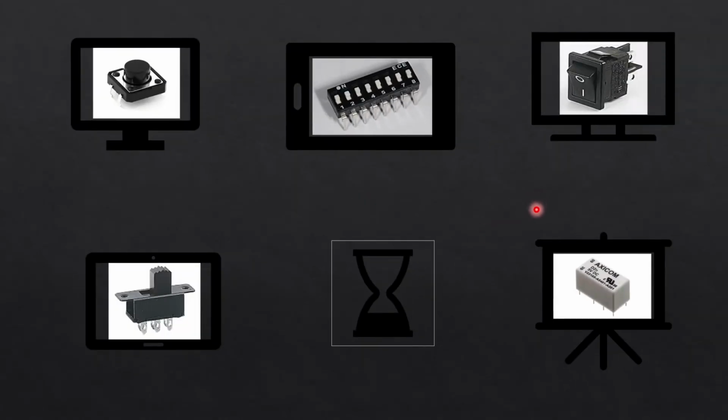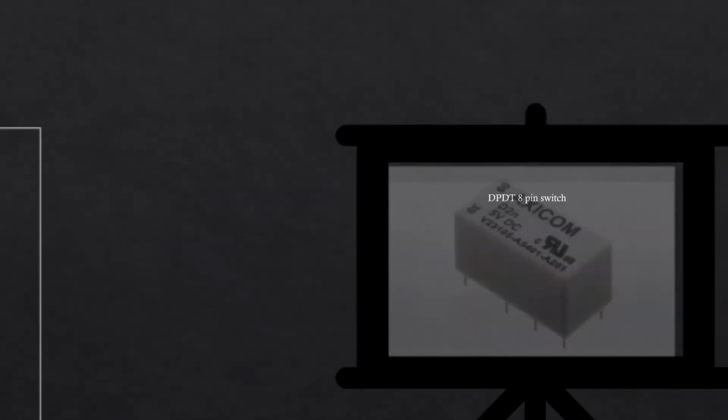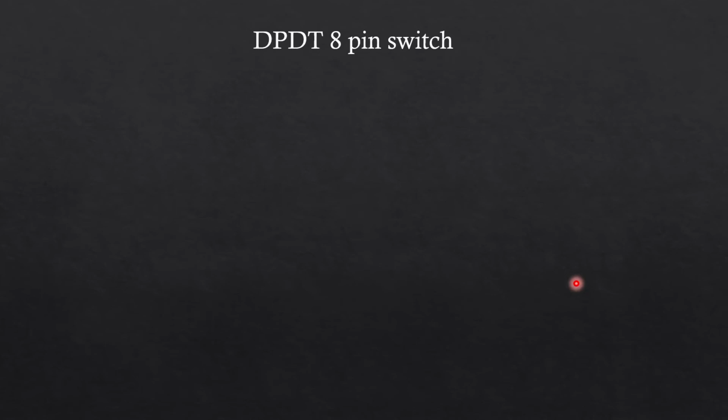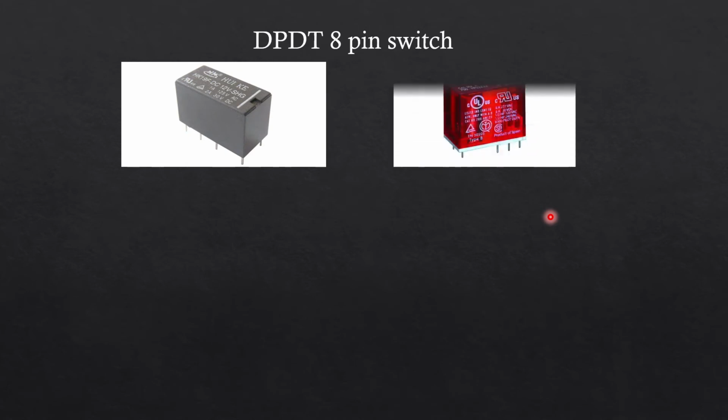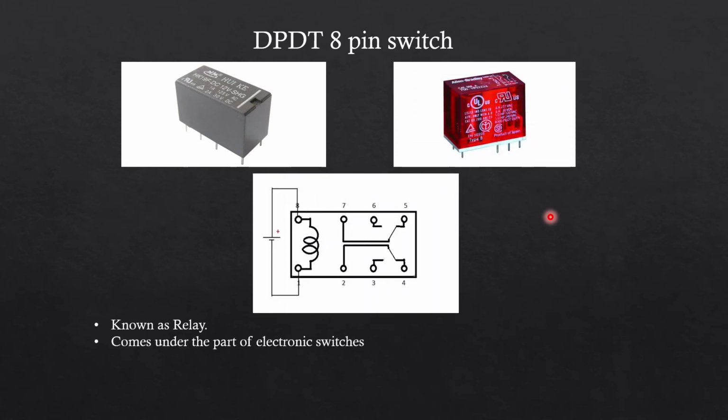And now let's look into the last type of switch that we have. And this is actually an interesting type of switch. It is known as a DPDT, but it is an 8-pin switch. It is generally known as a relay, and it comes under the category of electronic switches. So I'll explain why it is known as an electronic or electrically controlled switch. It is not a manually operated switch. It is controlled by electricity.